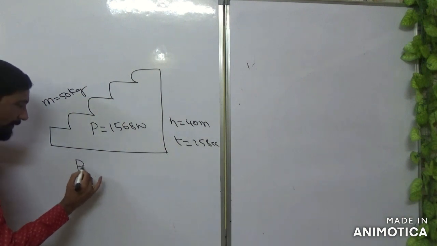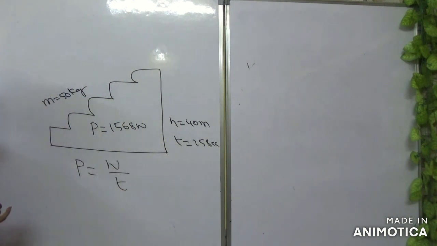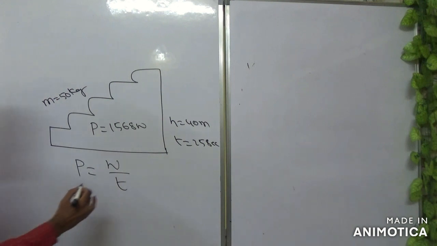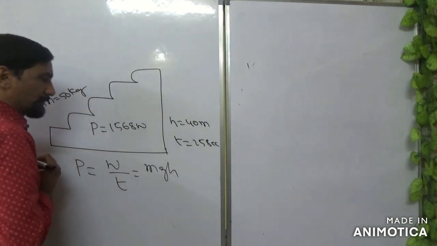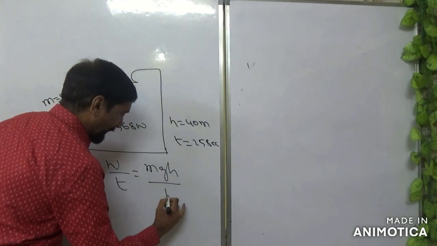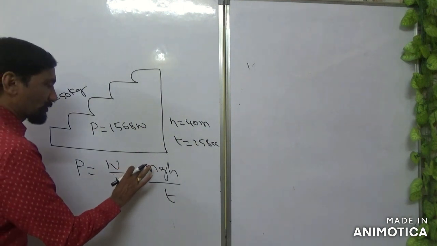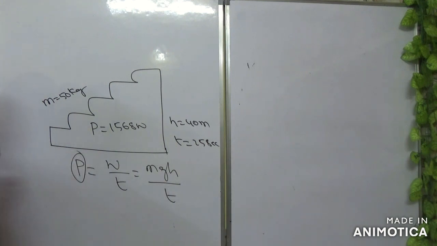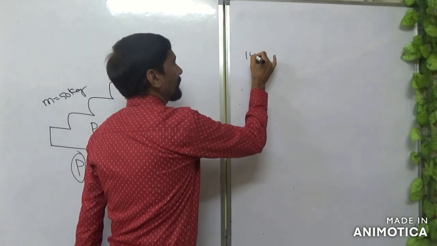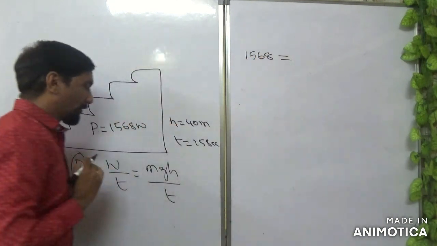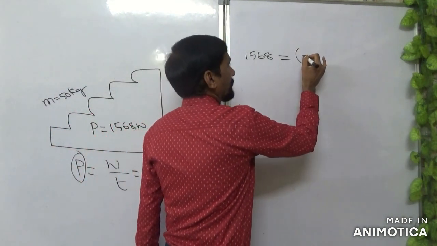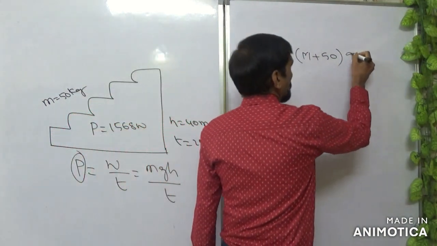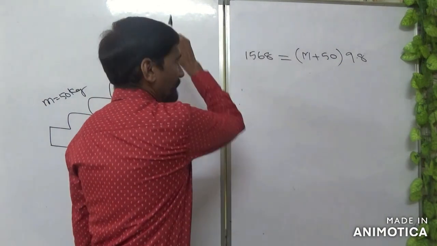So power is equal to the rate of doing work, work done by time taken. Work indicates your position, so potential energy, by time taken. Here M means total mass of man plus luggage. So in this problem, power is known to us, 1568. That is equal to the mass of the man, unknown, let it be M only, and luggage known, 50, into g, 9.8, height 40 meters.